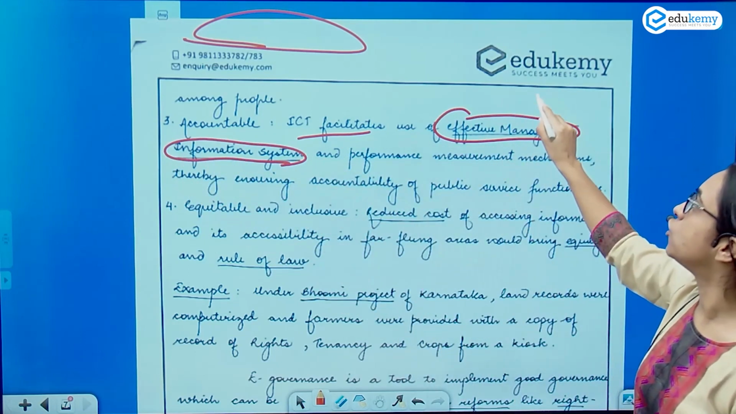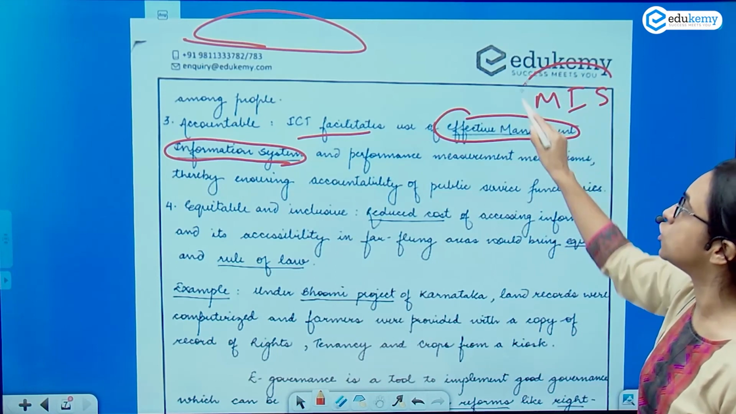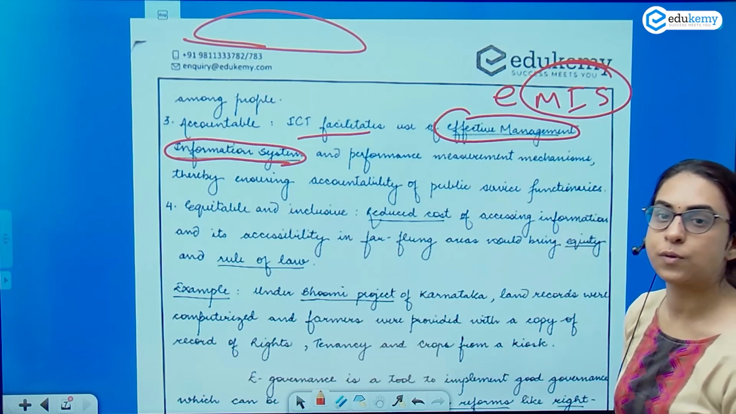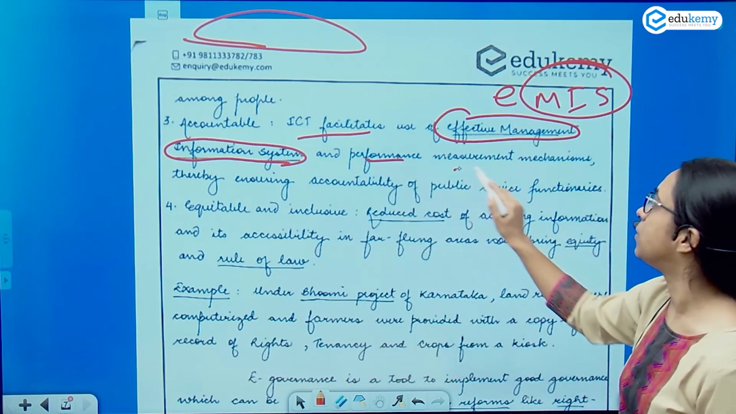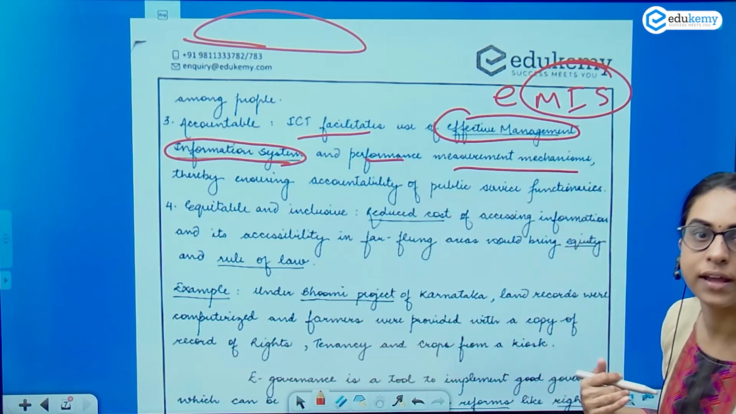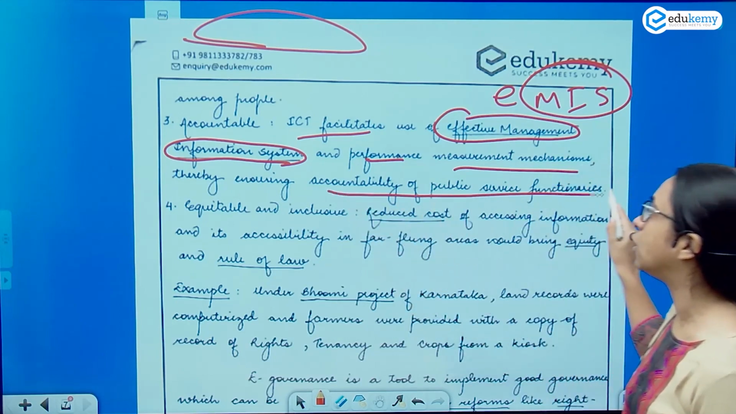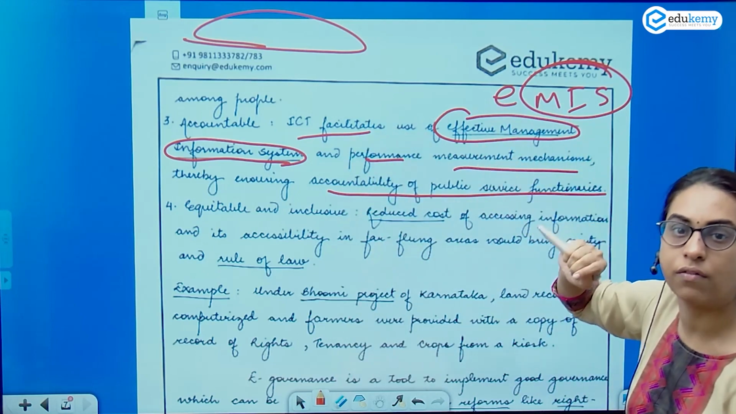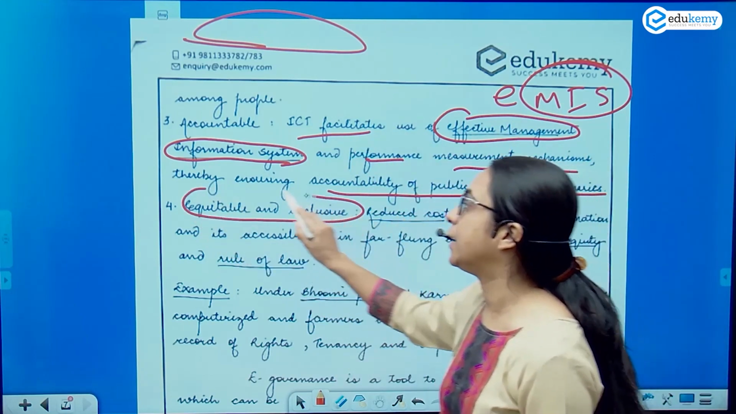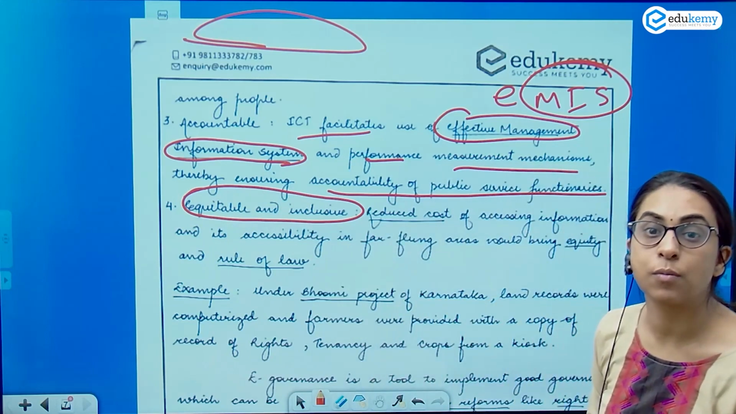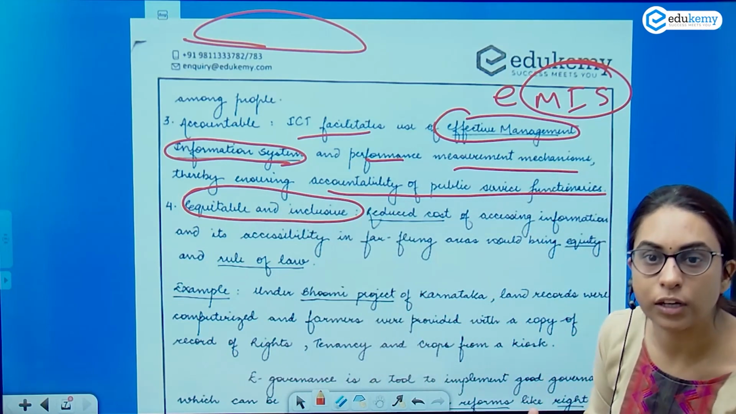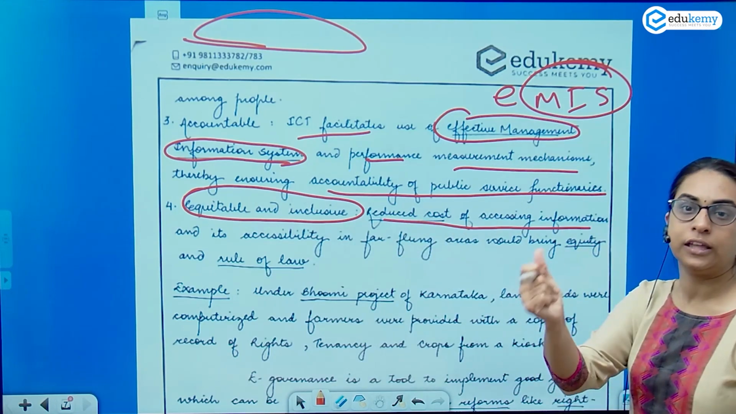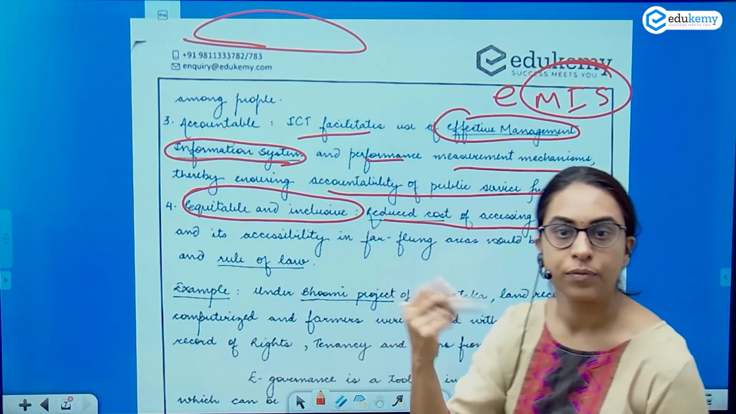So the management information system is used effectively if we apply e-governance to it. Okay, this will promote performance. Performance can be measured by e-governance. There will be accountability of the public service functionary. So there is accountability with the help of e-governance. If we say equitable and inclusiveness, how is e-governance promoting inclusiveness and equitability? Because there is reduced cost of accessing the information. Take information for 10 rupees. Equity has been taken care of.